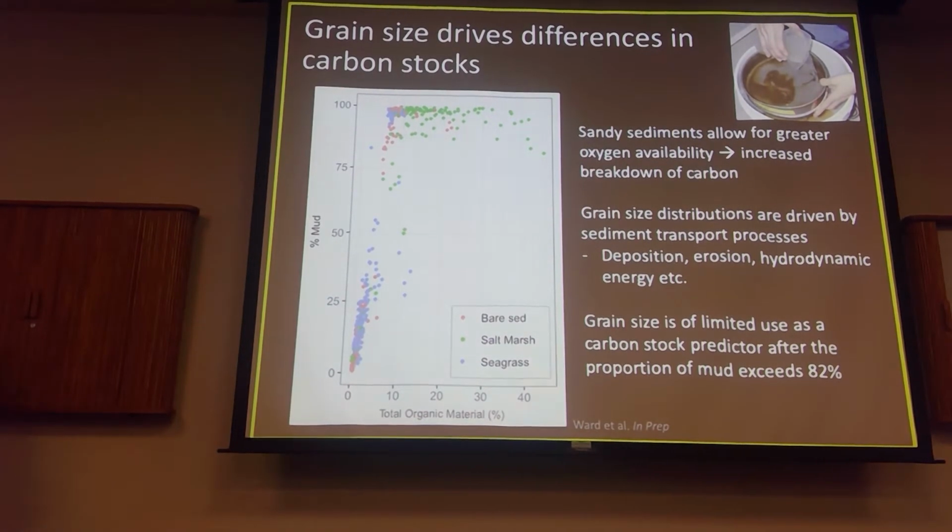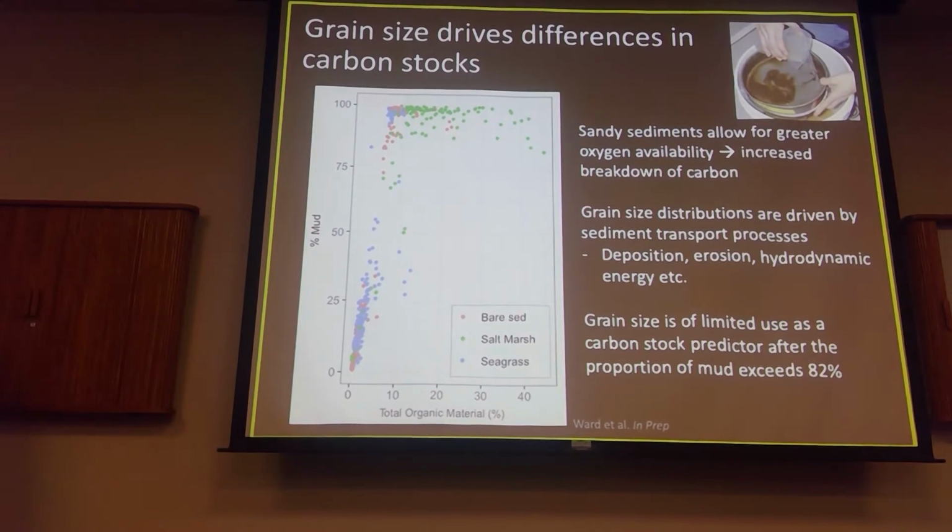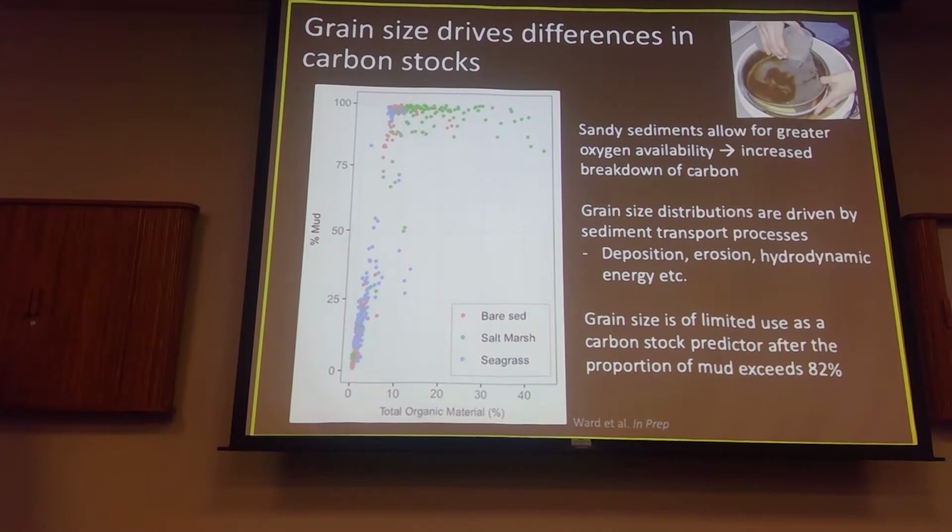It's expensive and costly to go out and measure carbon stock assessments. So if you could go out and just measure how sandy the sediment was, you'd be saving a lot of time and money. But you have to be cautious using that kind of an approach if you have really muddy sediments.